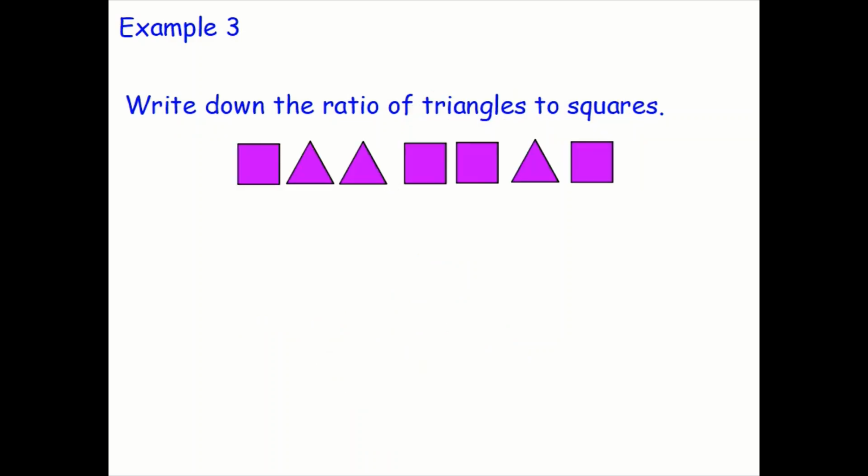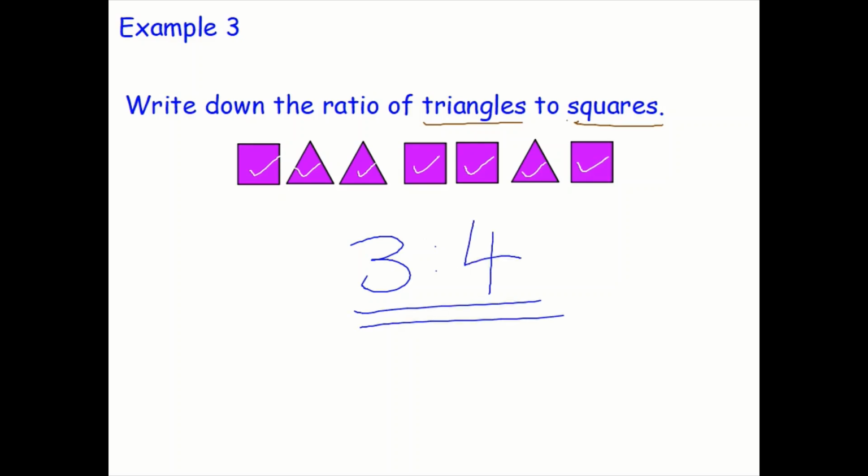Example 3, write down the ratio of triangles to squares. So triangles must come first, squares come second, okay? So how many triangles are there? Well, there are 1, 2, 3 triangles. So 3 triangles. And how many squares are there? There are 1, 2, 3, 4. 4 squares. So the ratio is 3 to 4.